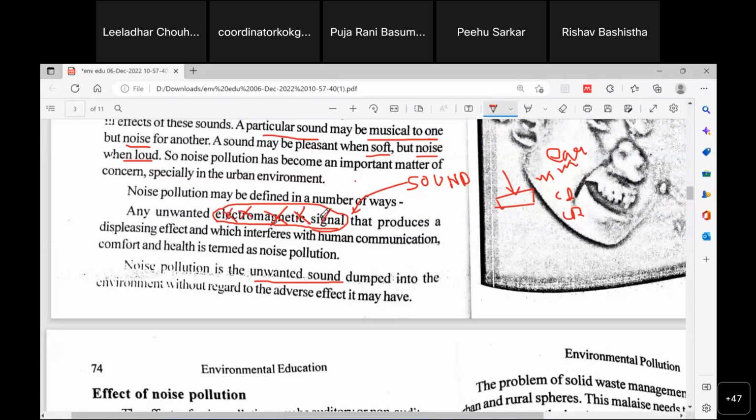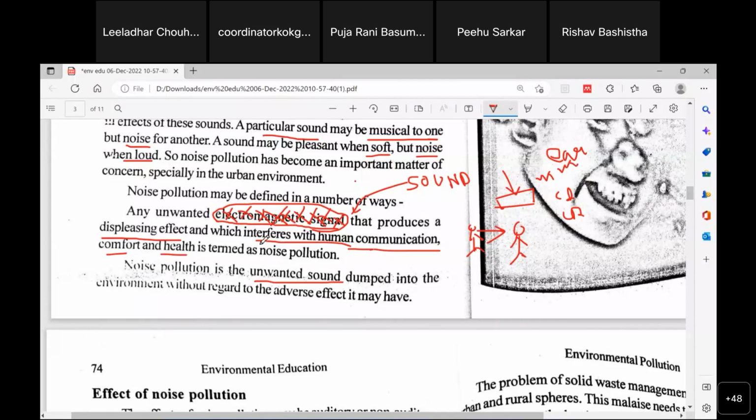So unwanted sound dumped into the atmosphere has a displeasing effect for our ear, and it is also interfering with human communication. Whatever we communicate, suppose huge noise is there, you want to talk from one person to another person, nobody will be able to hear if there is huge noise. So it interferes with human communication, comfort, as well as health. There are serious health effects of sound pollution, and comfort also. So that is what noise pollution is. Okay, no need to search Google, just replace it with sound there and you will get the correct definition.